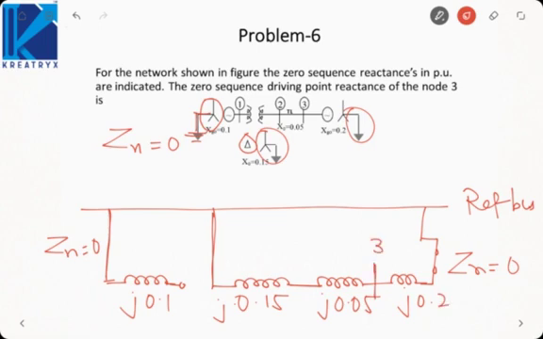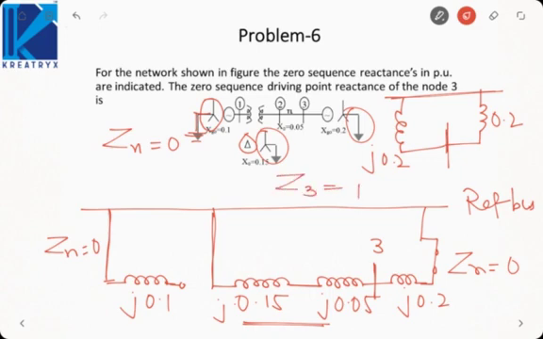It is asking the driving point impedance of bus 3. Now these two reactances are in series. So if you see bus number 3, this is series 0.2. This is again 0.2. So for bus 3, they both are connected in parallel. Hence I can say it is J0.1. When two equal impedances are connected in parallel, the equivalent is half of those. So it will be 0.1 pu.